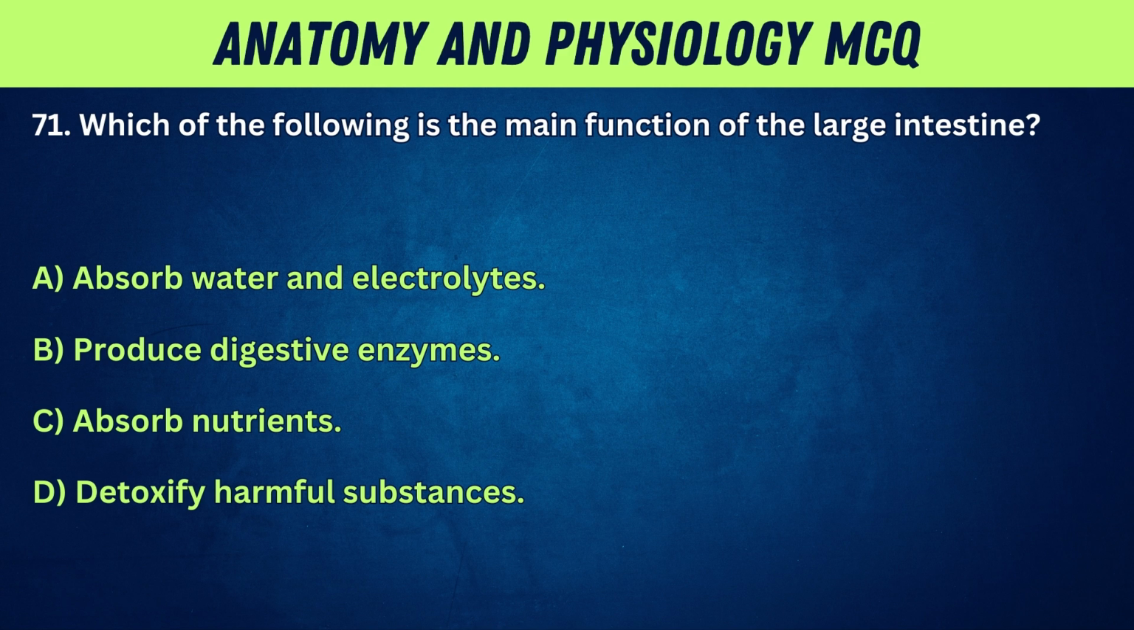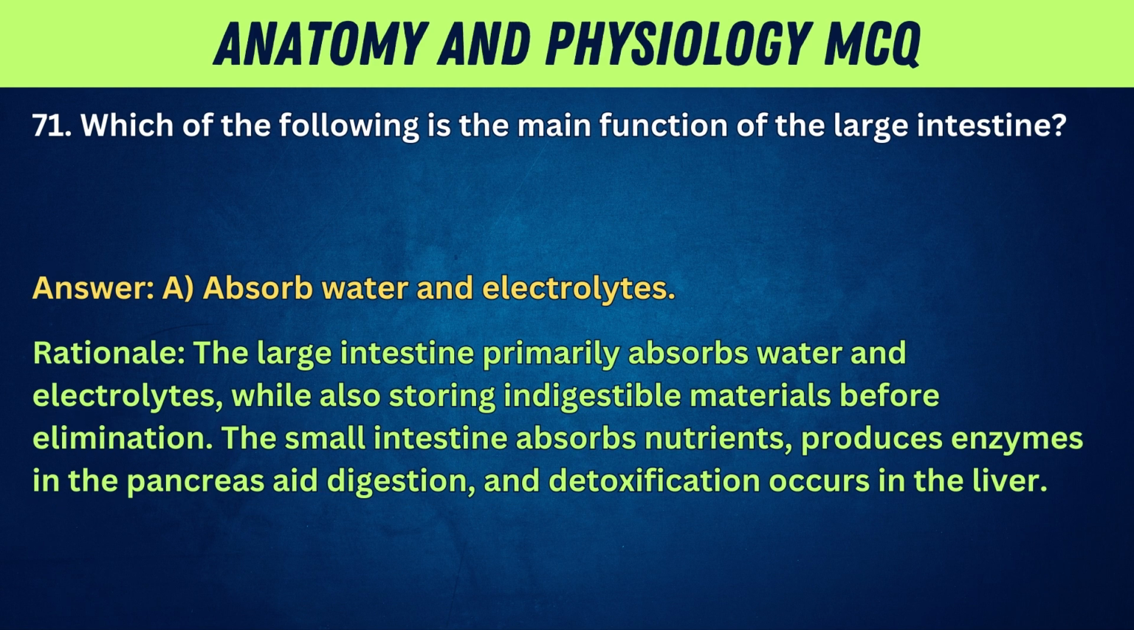71. Which of the following is the main function of the large intestine? A. Absorb water and electrolytes. B. Produce digestive enzymes. C. Absorb nutrients. D. Detoxify harmful substances. Answer: A. Absorb water and electrolytes. Rationale: the large intestine primarily absorbs water and electrolytes, while also storing indigestible materials before elimination.